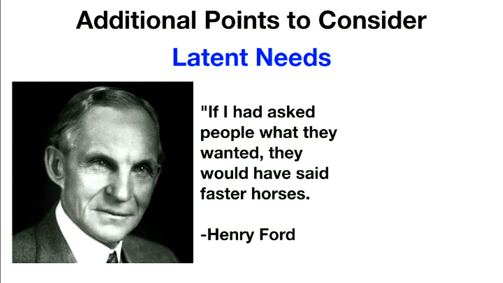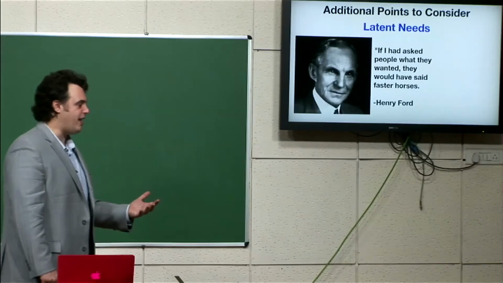So they would say, oh, if I could have a faster horse, that would be valuable to me. Now, the latent need that they're saying is, I want to get from point A to point B faster. It's not that they literally want a faster horse necessarily. So Ford thought about, how do we make cars that can provide that function?